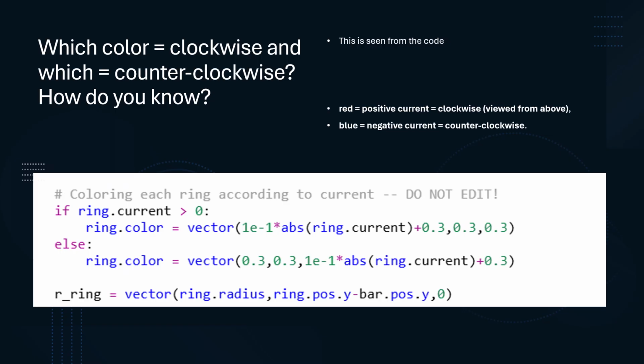But now on to the questions. Which color is clockwise and which is counterclockwise, and how do we know? So this is seen from the code. If the ring current is greater than 0, the color will be red. Else, it'll be blue. Because red is a positive current, and it is the one that is clockwise viewed from above, and blue is negative current, counterclockwise viewed from above.